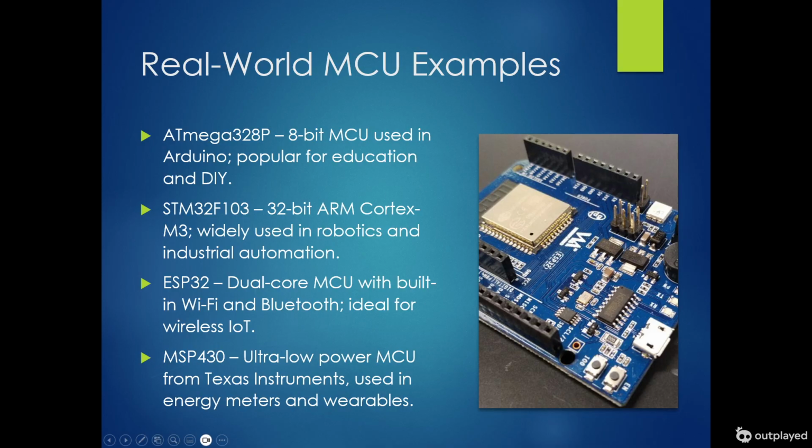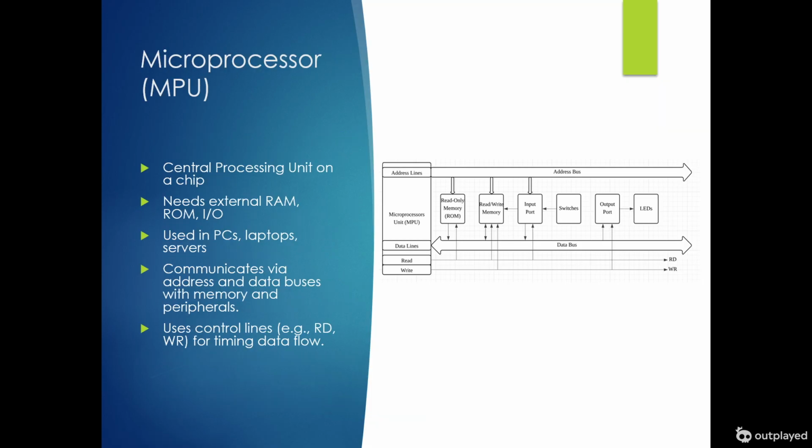So moving on to the next slide, which is the MPU, or the microprocessor. So what is it? A microprocessor is a central processing unit implemented on a single chip. Unlike an MCU, an MPU requires external RAM, ROM, and also I/O controllers. Microprocessors are designed for high-performance applications and support multitasking and operating systems.